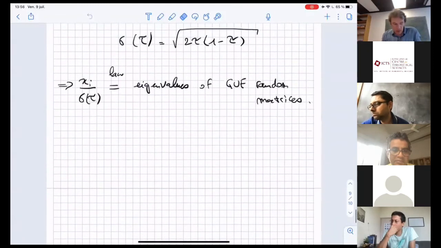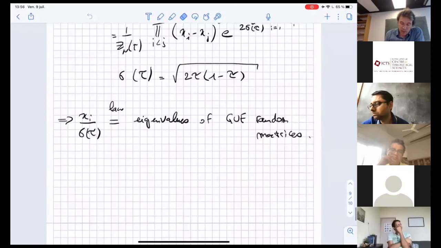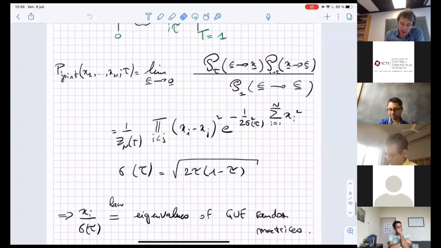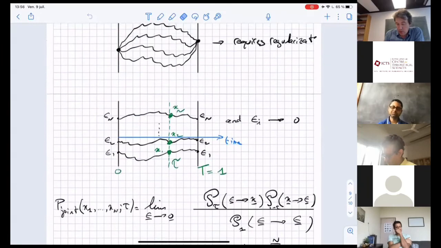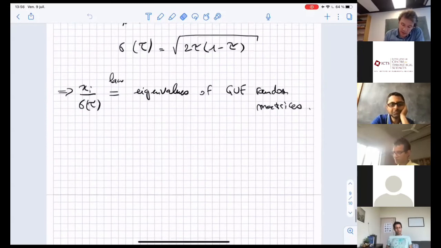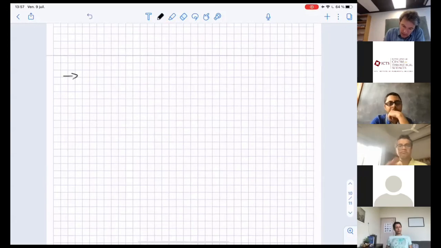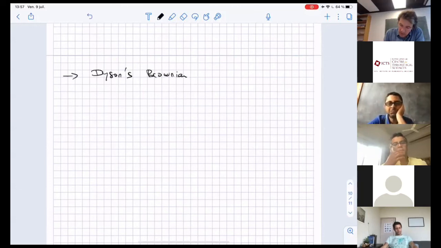Okay, so maybe I can just finish with that. This shows that there is a nice connection between the non-intersecting paths and the eigenvalues of random matrices. Now there is actually a way to look at a matrix Brownian motion, if you want, and that's what I want to discuss here in this context. I just want to discuss Dyson's Brownian motion in this case.